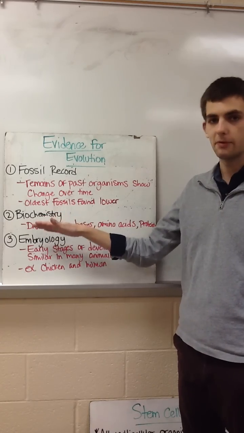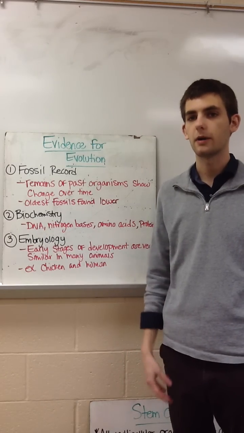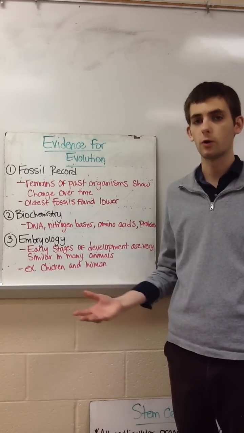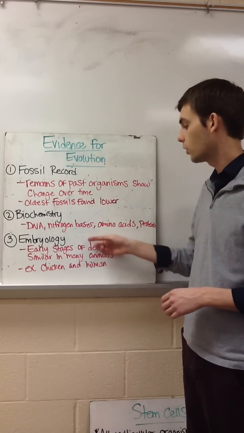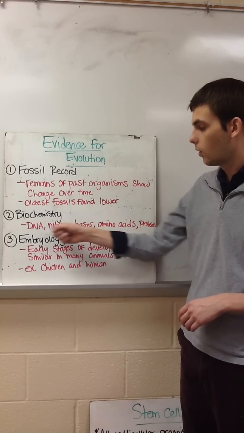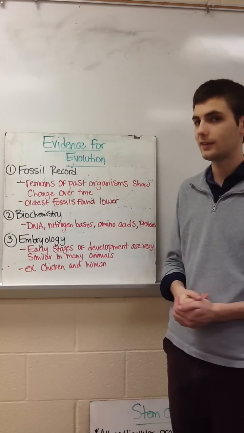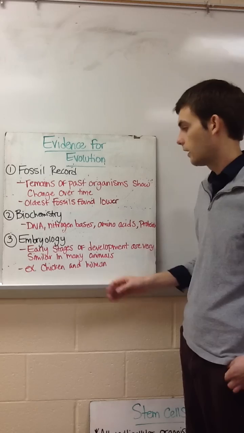The second type of evidence would be biochemistry. So remember that we've talked about DNA, proteins, and amino acids, and how all organisms share the same DNA, proteins, and amino acids. It's the order of those amino acids, or the order of your nitrogen bases, that cause the differences that we see. But we're all made up of the same 4 letters.